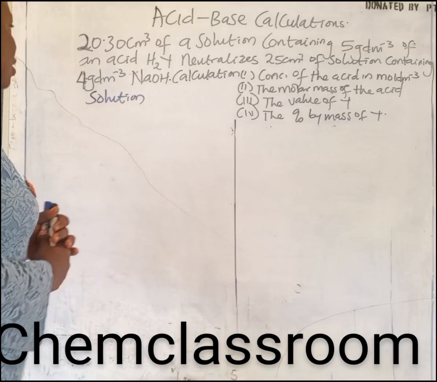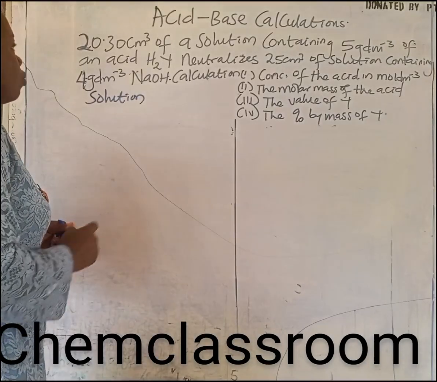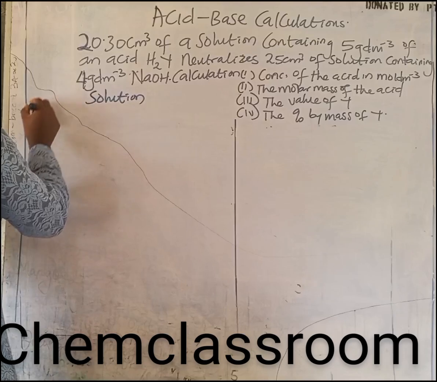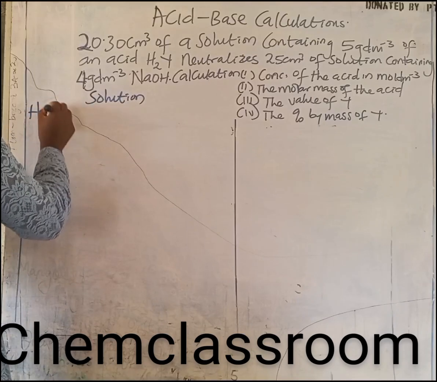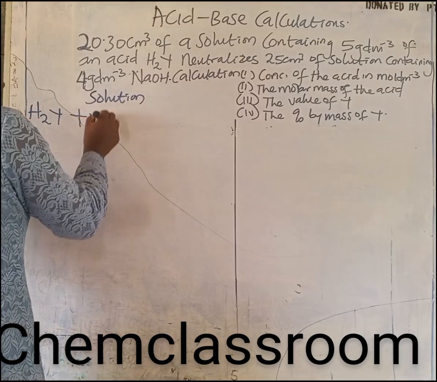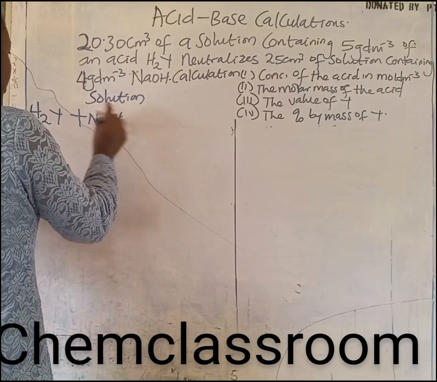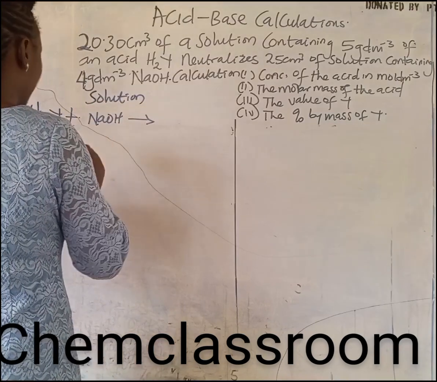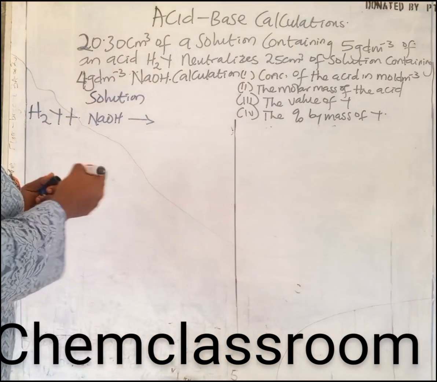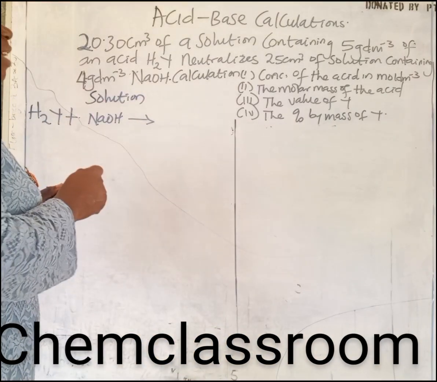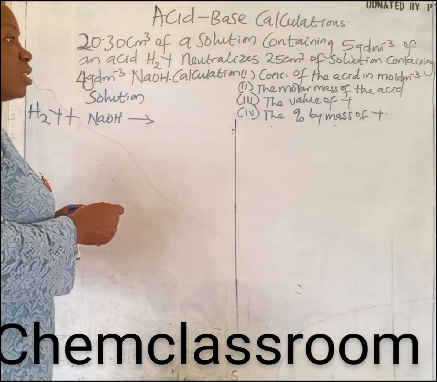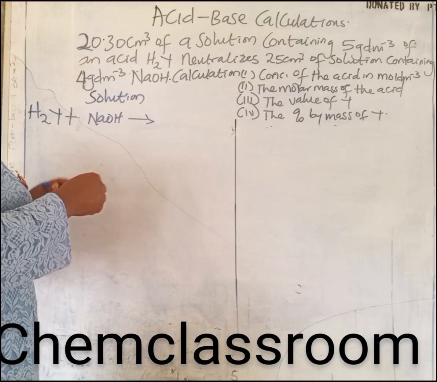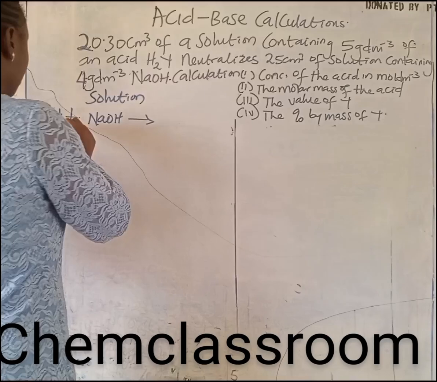Let's come and solve. So the first thing we are going to do here is to write our chemical equation. That's the first thing to do. And one thing about this is that if your chemical equation is not balanced, you are not going to have the correct answer. You will not arrive at a safe landing if you miss this first step of your chemical equation.